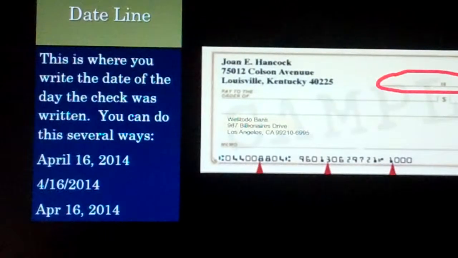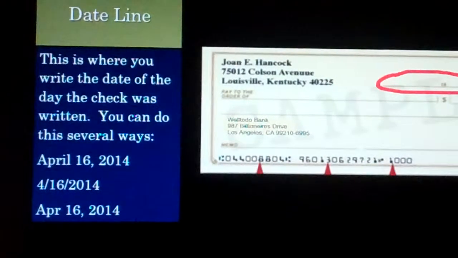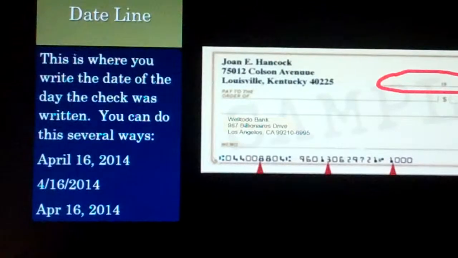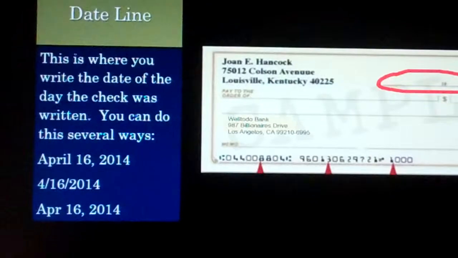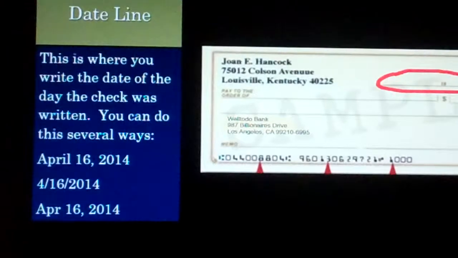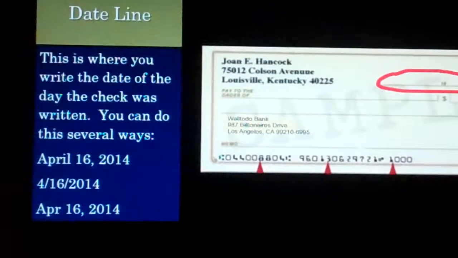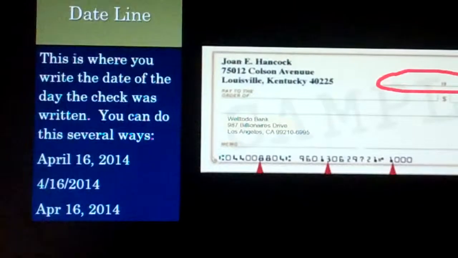Date line. This is where you write the date of the day the check was written. You can do this several ways: April 16th, 2014, 4/16/2014, or an abbreviated version of April, APR 16, 2014.